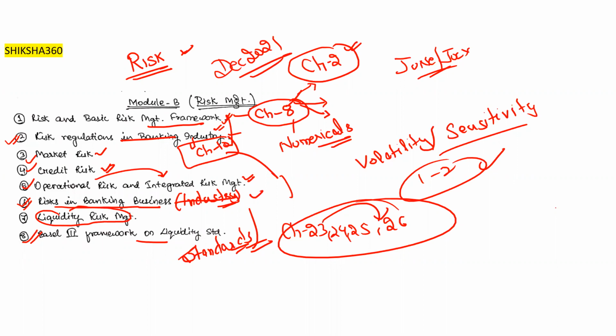Regarding that, clear? This chapter, the Basel III framework on liquidity management, and chapter number two have similar topics, clear? Basically, familiar components are what we have to discuss under that, and this is the most scoring topic, and easy, clear?